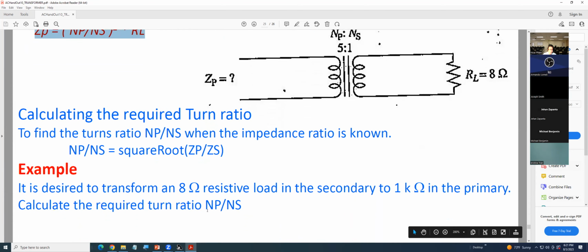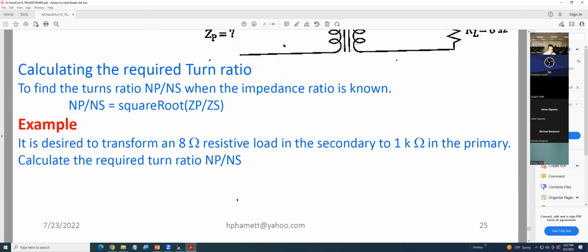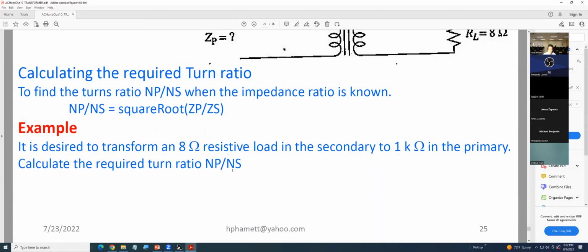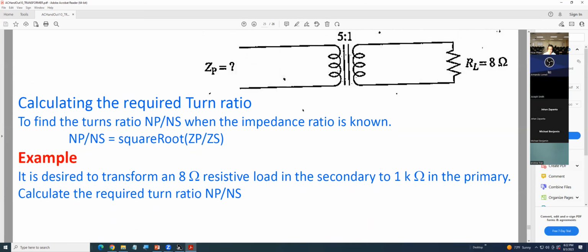Let's see what they say here. If it is desired to transform an 8 ohm resistive load in the secondary to 1 kilo ohm in the primary, calculate the required turn ratio NP over NS. So basically, if you want to understand more, you have to go through it again. That means they want to calculate the GP here.